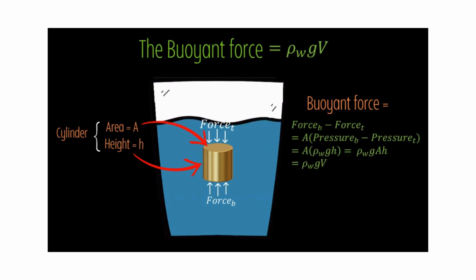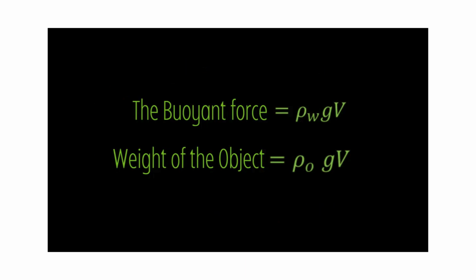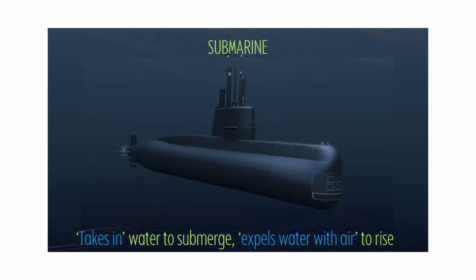The same principle is applicable to any object of any shape. Mathematically, the buoyant force is equal to the density of liquid multiplied by volume of the object multiplied by acceleration due to gravity. The density of the object and that of the liquid ultimately decide whether the object floats or sinks or gets suspended in liquid.